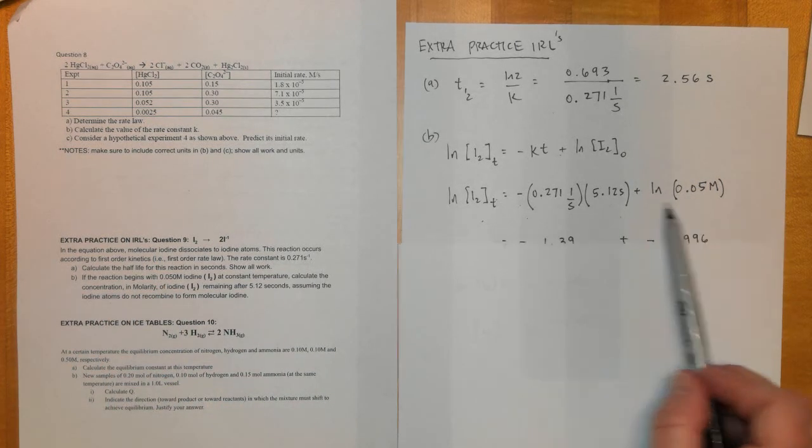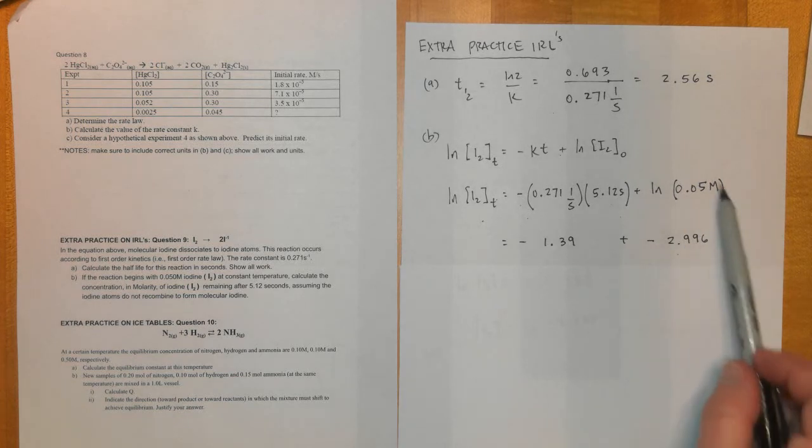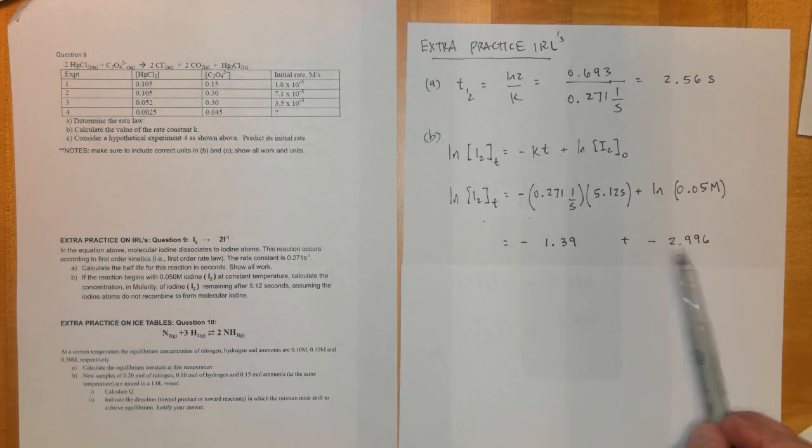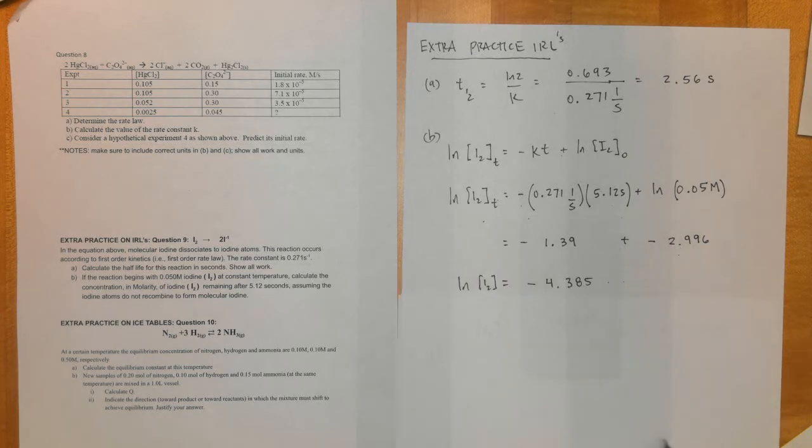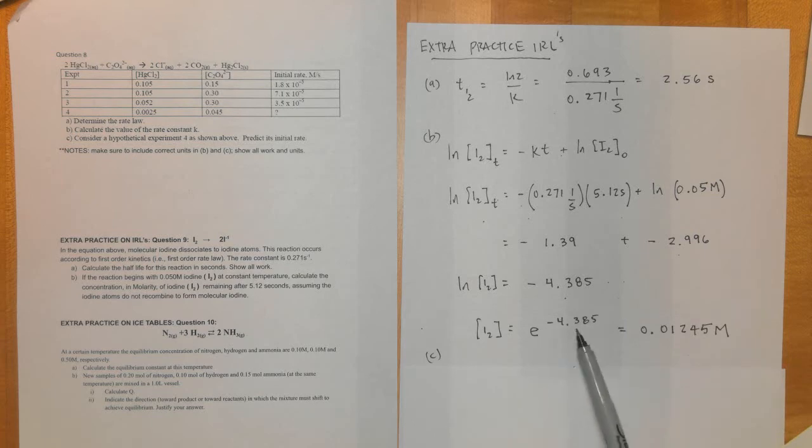Okay, solving this side of the equation, I get this for the natural log. I get this for those two numbers multiplied together. Notice a negative plus a negative will give me a more negative number. And so the natural log of I2 is equal to negative 4.358. And then on your calculator, you need to do the inverse natural logarithm, or the e to the x key. And so you end up with e to the negative 4.358. And you should end up with 0.01245 molar.